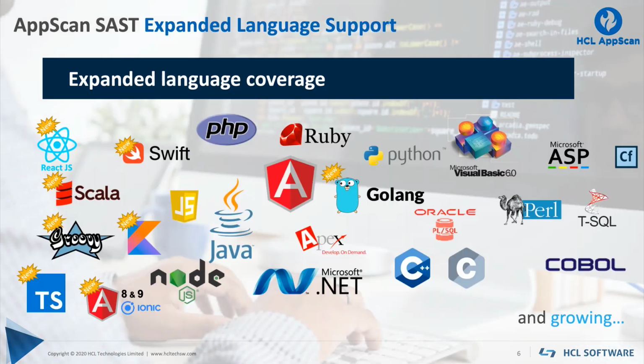In AppScan version 10, we've dramatically increased our language coverage, an effort that continued into version 10.01 and the upcoming 10.02, as you can see in this slide. We are not stopping here and are aiming to add 5 more new languages in the coming months, both to the cloud and to the on-prem solution.